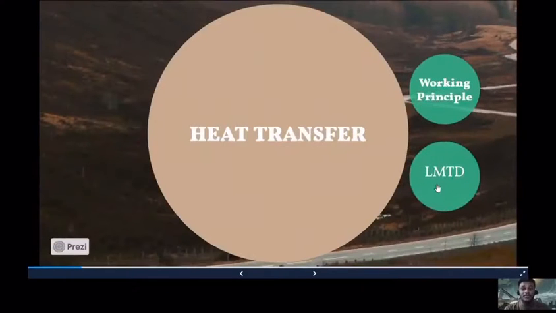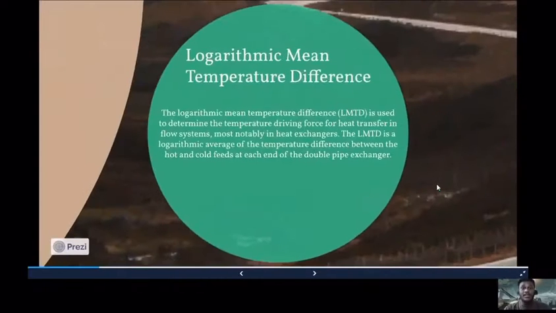Next, we are going to see about logarithmic mean temperature difference. The logarithmic mean temperature difference (LMTD) is used to determine the temperature driving force for heat transfer in flow systems, most notably in heat exchangers. The LMTD is a logarithmic average of the temperature difference between the hot and cold feeds at each end of the double pipe exchangers.